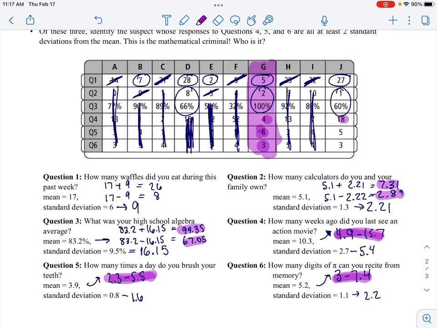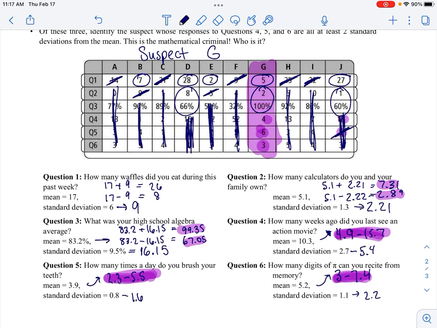We'll check J just to be safe. So J, 18, not in this range. 5 is in this range. 3 is in the range but not included since it's our lower bound. So this is okay because this 5 is within the range. So J is not a criminal, which means suspect G is our criminal.